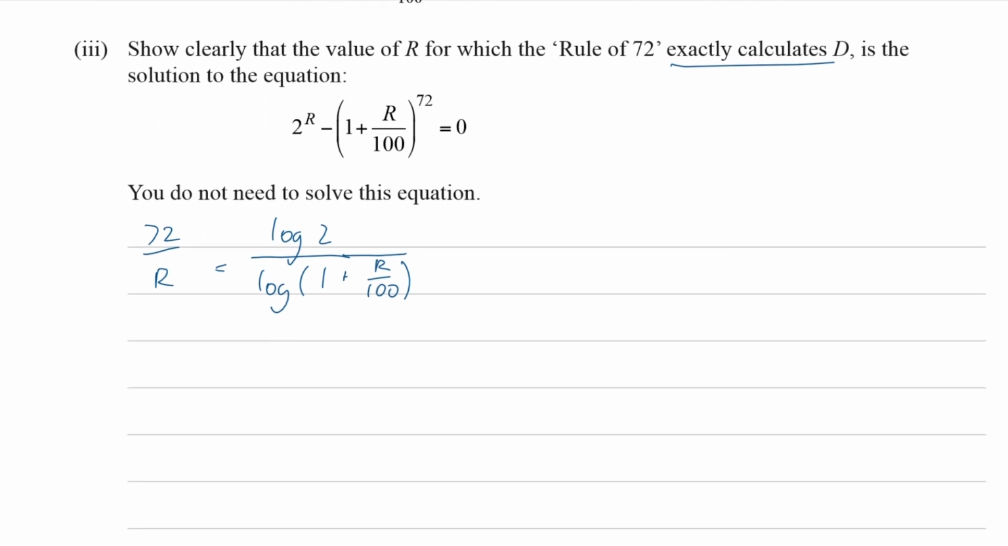Cool. So to do that, let's get any logs out of the denominator, because that's just messy and hard to deal with. So we could bring log of 1 plus r over 100 to the left hand side, and while we're at it we could just bring r to the right hand side. Alright, so cross multiply essentially. 72 times log of 1 plus r over 100 equals r times log 2. Right, so I just got rid of the denominators. That's fine.